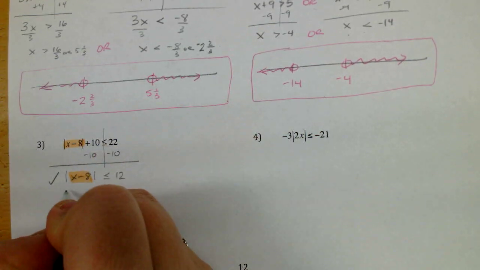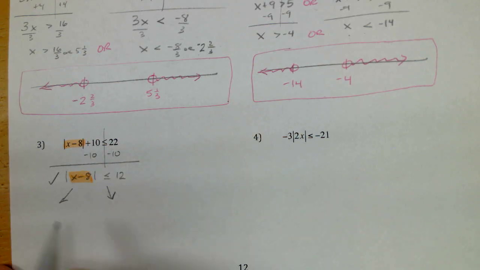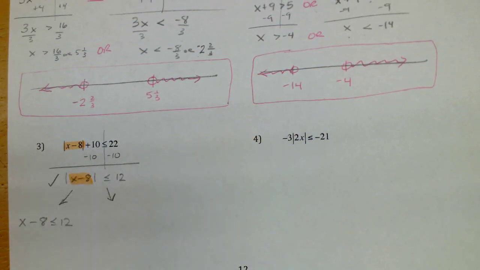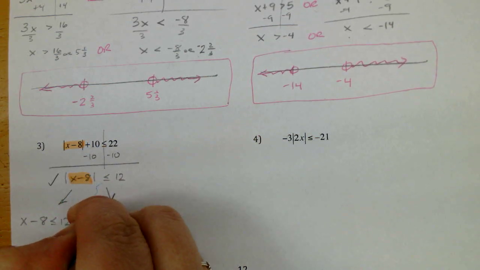And now I can set up my two separate inequalities. X minus 8 is less than or equal to 12, exactly what I was given. But now I have a less than. Less than translates to the word and.